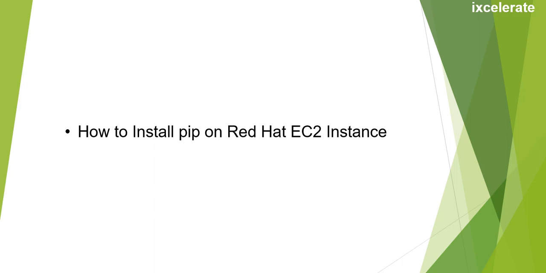Today we are going to show how to install pip on a Red Hat EC2 instance. Pip is a very useful utility which helps us install a lot of additional Python packages which do not come as a part of default Python installation. For example, if I want to use AWS CLI from a Red Hat EC2 instance, I would need pip to install AWS CLI. So pip is actually a very useful utility. Let's go ahead and start doing it.